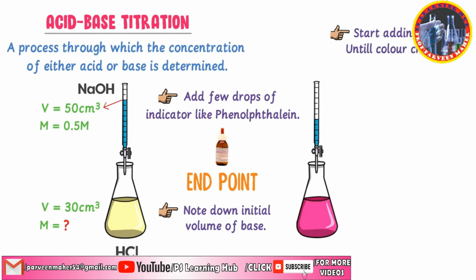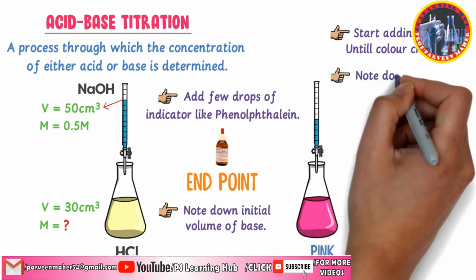For example, when we add sodium hydroxide to the HCl, they will react together and the color of the indicator would change from colorless to deep pink. This color change indicates the end point or completion of the acid-base reaction, and we would stop further addition of titrant, sodium hydroxide, to the acid, HCl.